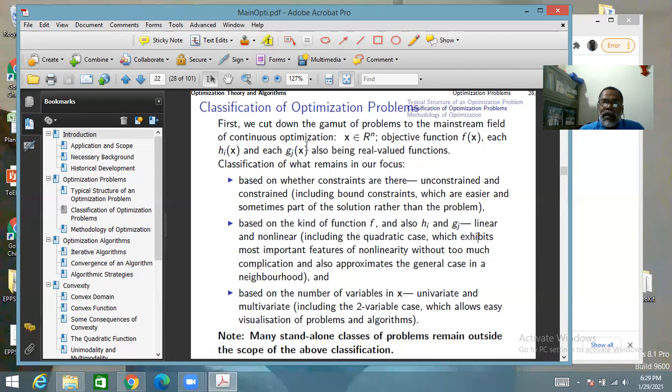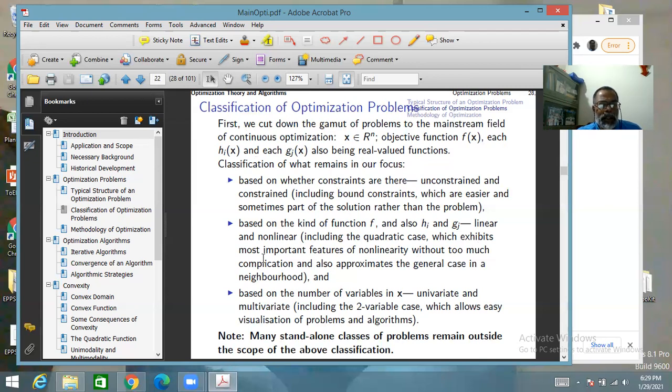Now, as I have told you earlier, other than this, many different kinds of problems remain undiscussed in this slide, which do not fall in this particular category, which I am calling the mainstream field of continuous optimization. So many standalone classes of problems remain outside the scope of this classification, and some of them we will study towards the end of the course. Okay, and some of them we will not study because we cannot cover all.